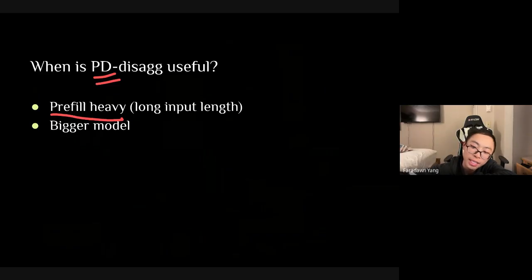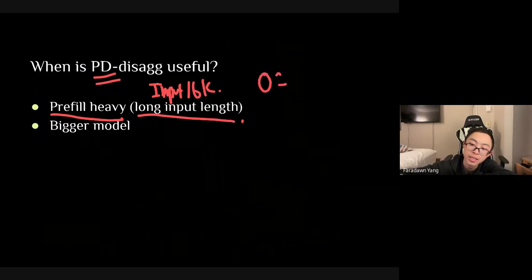What does prefill heavy mean? It means the input length is very long. The input might be a 16K input sequence length, and the output sequence length, OSL, is only 1K. In this case, it's called prefill heavy. So is PD good for this type of workload, or is it good for the reverse? The answer is it's good for prefill heavy. So why is it good for prefill heavy?